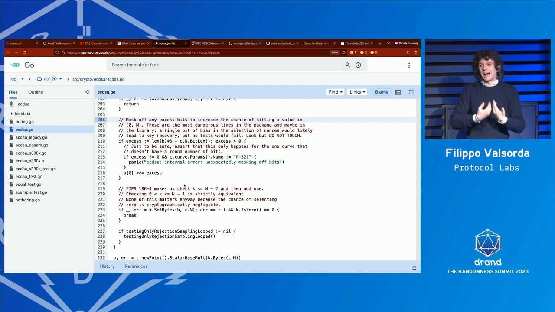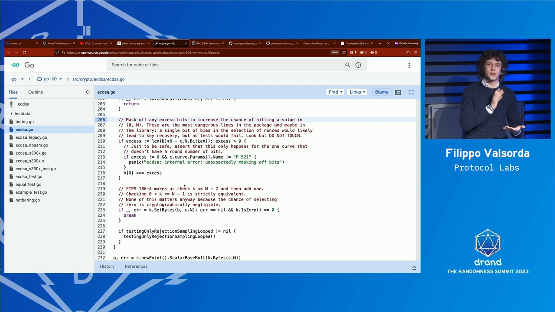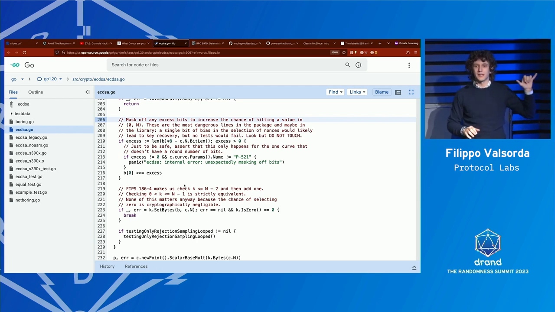Is it correct? I think it's correct, but it would be much better if it was in a set of known answer tests. Because again, this is something where randomness just falls from the sky. Instead, I very much want randomness in specifications to be specified deterministically from a set of random bytes all the way to the output.